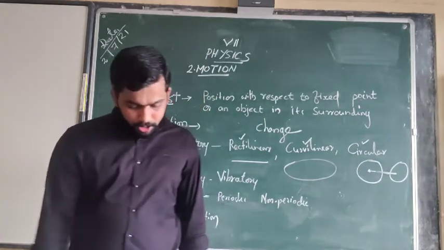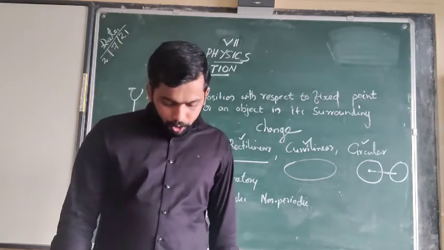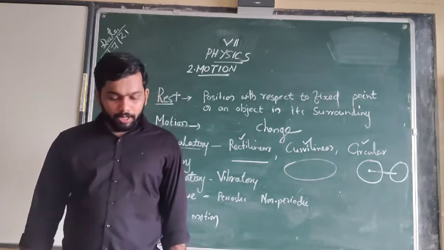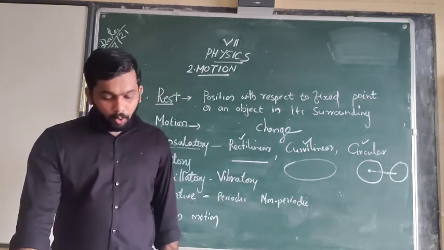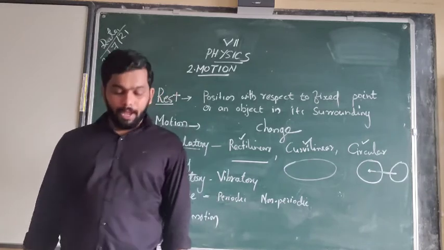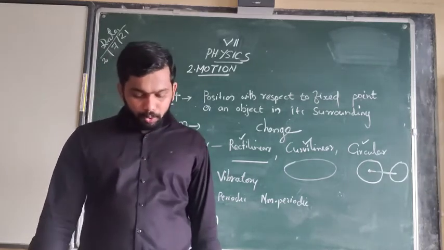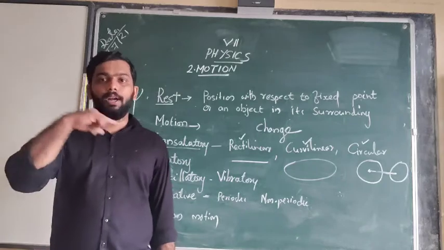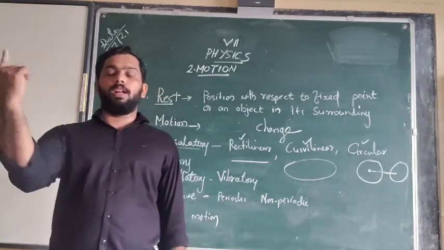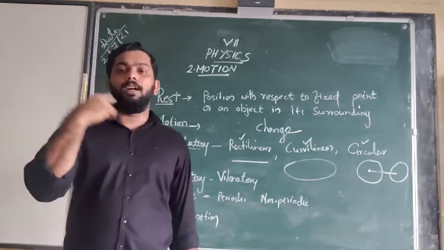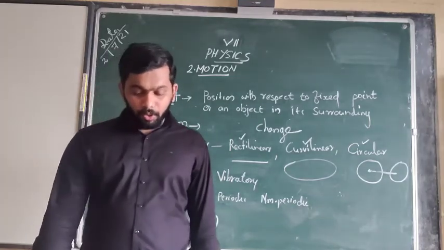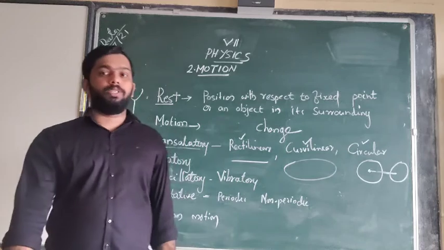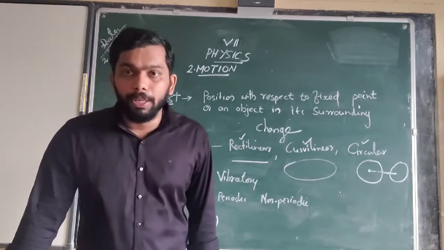What are the examples? The motion of the pendulum of a wall clock is periodic in nature. Then, Earth always takes 365 days to complete one revolution around the sun, that is 1 year. And this one revolution is repeated every 365 days. Okay, these all are examples of periodic motion. The next one is non-periodic motion.